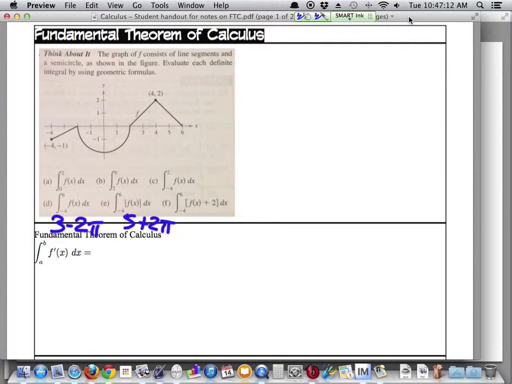We have the integral from -4 to 6 of f of x plus 2 dx. You're going to have to remember something you did a couple days ago to be able to work this one.